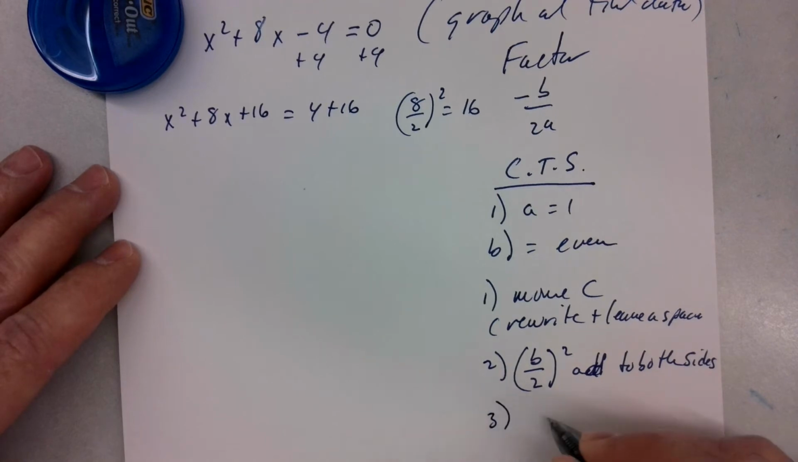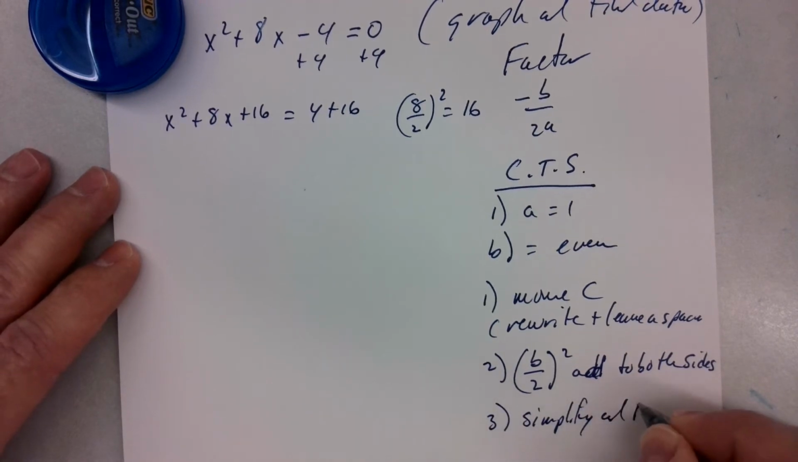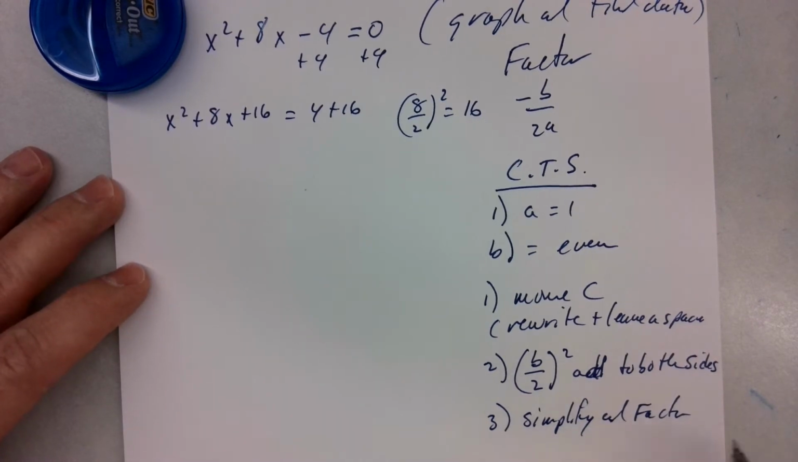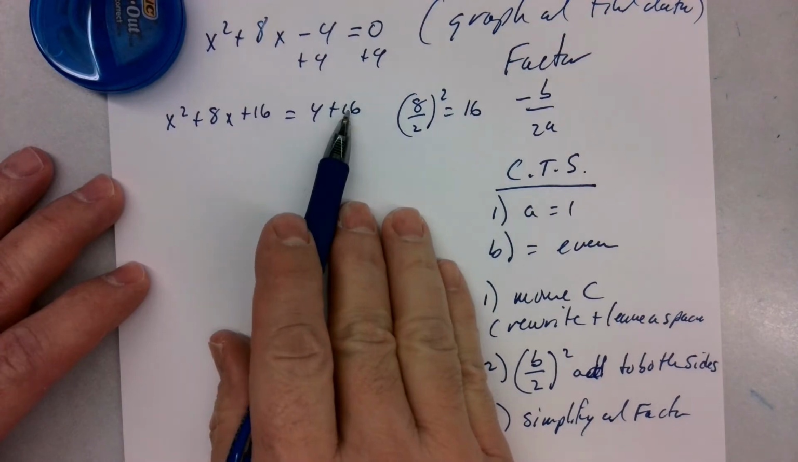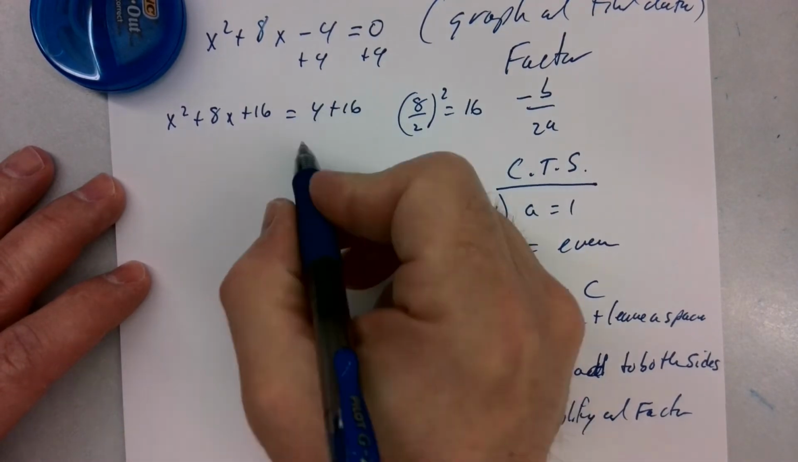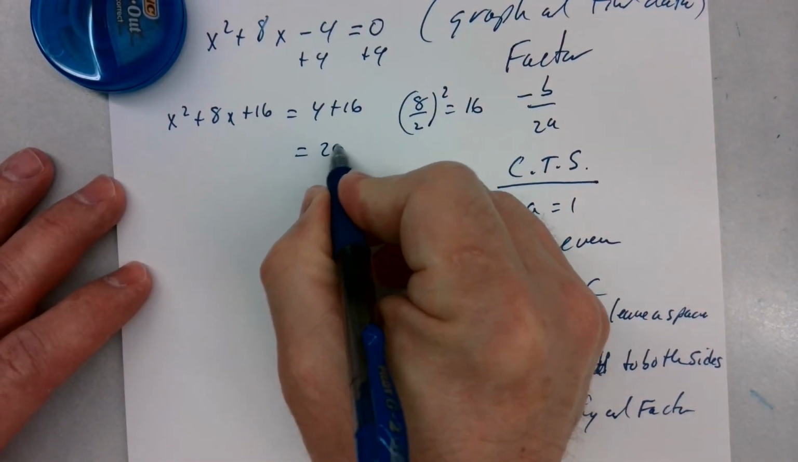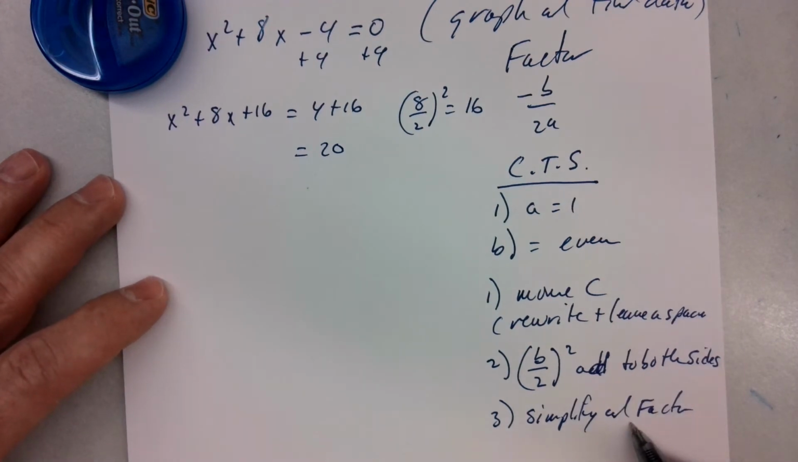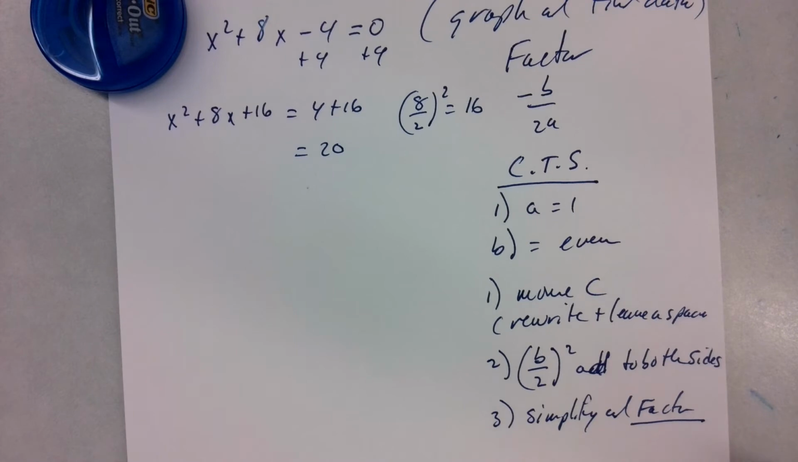Third thing is to simplify and factor. Okay? Now, the simplify part is this. This right here is just 20. Now, that's the simplify part. Now the factor part. Pay attention. Because this always works this way. Always.